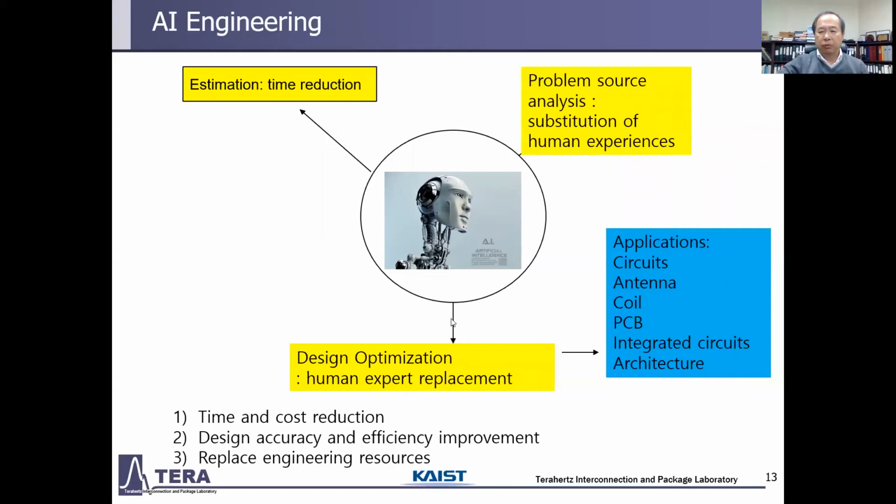Another task AI can do for us is design optimization. At a certain point, we give them tasks and targets, and they can finalize the design to meet the specification. Right now, engineers and computer simulation do that, and it takes a lot of time and resources, but AI can do that. Applications could be circuit, antenna, coil, PCB, integrated circuit design, and architecture design. The benefit of AI engineering could be that we save time and cost, design accuracy and efficiency can be improved, and finally, at some point, AI can replace engineering resources.